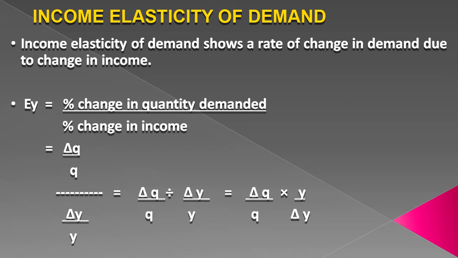And percentage change in income is shown as delta Y by Y, which is equivalent to delta Q by Q divided by delta Y by Y, which is further equivalent to delta Q by Q multiplied by Y over delta Y. Here we all know that when we convert division into multiplication, A over B becomes B over A. So that's why we are writing Y over delta Y. This is the formula for income elasticity of demand.